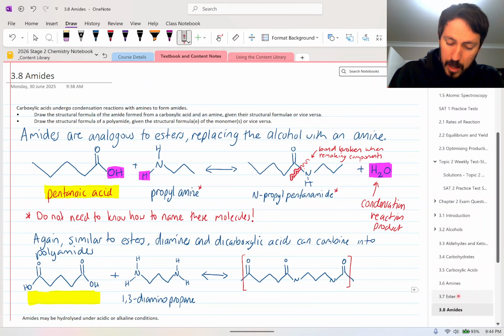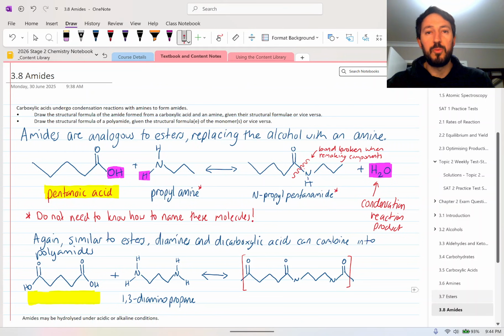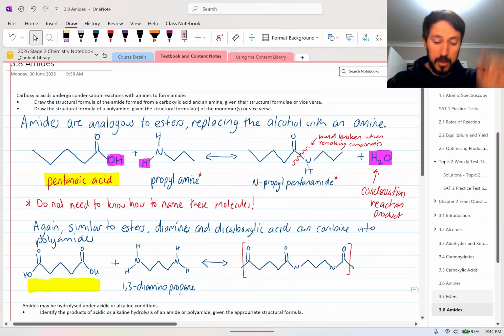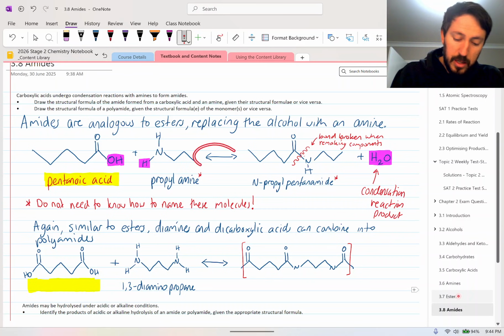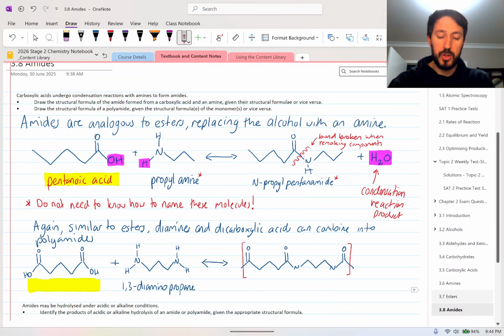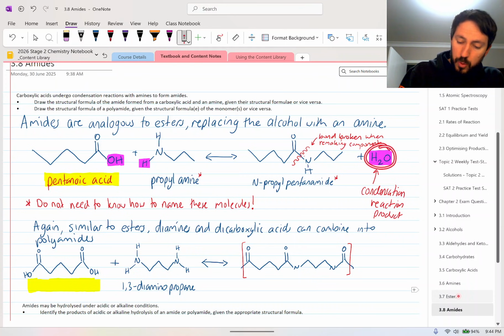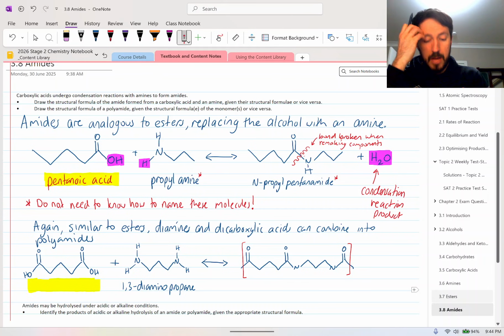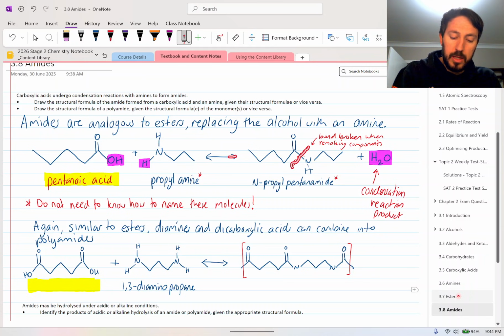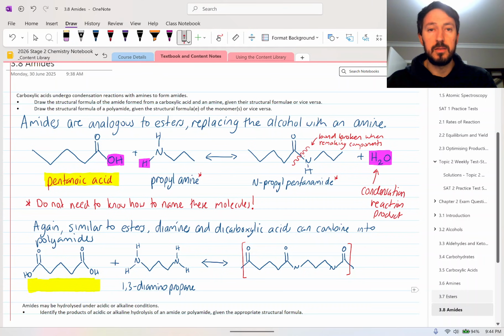Now this bond here, the one between the carbon and the nitrogen, that's the one that will break when we hydrolyze this, which we'll talk about soon. Okay. Actually no. I changed my mind. So I'm not going to just redo the same equation again and split it up. What I've done is I've used an arrow that goes back and forth to show that if we add water to this N-propyl pentanamide, it'll break at the spot here, and then we'll end up making our starting substances.